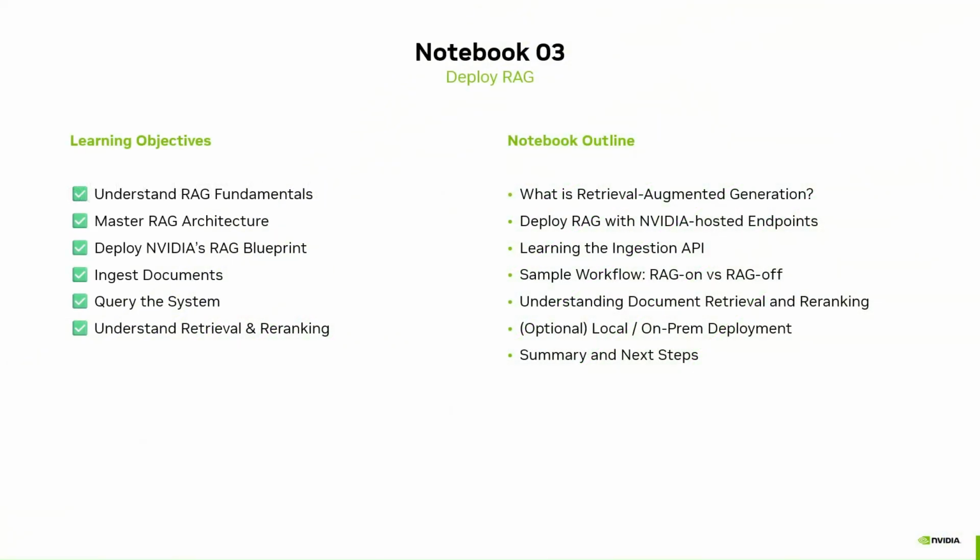Once we have a solid understanding of what reasoning models are and how we can use them, let's see how we can connect them to data sources to help augment their knowledge. In this notebook, we first explore the foundational concepts behind RAG before deploying a working RAG pipeline with NVIDIA-hosted model endpoints. From here, we'll explore the API for both the ingestion and retrieval stages of the RAG workflow. We'll learn the ingestion API, understand the document retrieval and re-ranking processes under the hood, and experience an example of a response with RAG toggled off compared to a response with RAG toggled on. Finally, we'll introduce how to deploy the RAG pipeline we just built to run locally on-prem, much like the previous notebook.